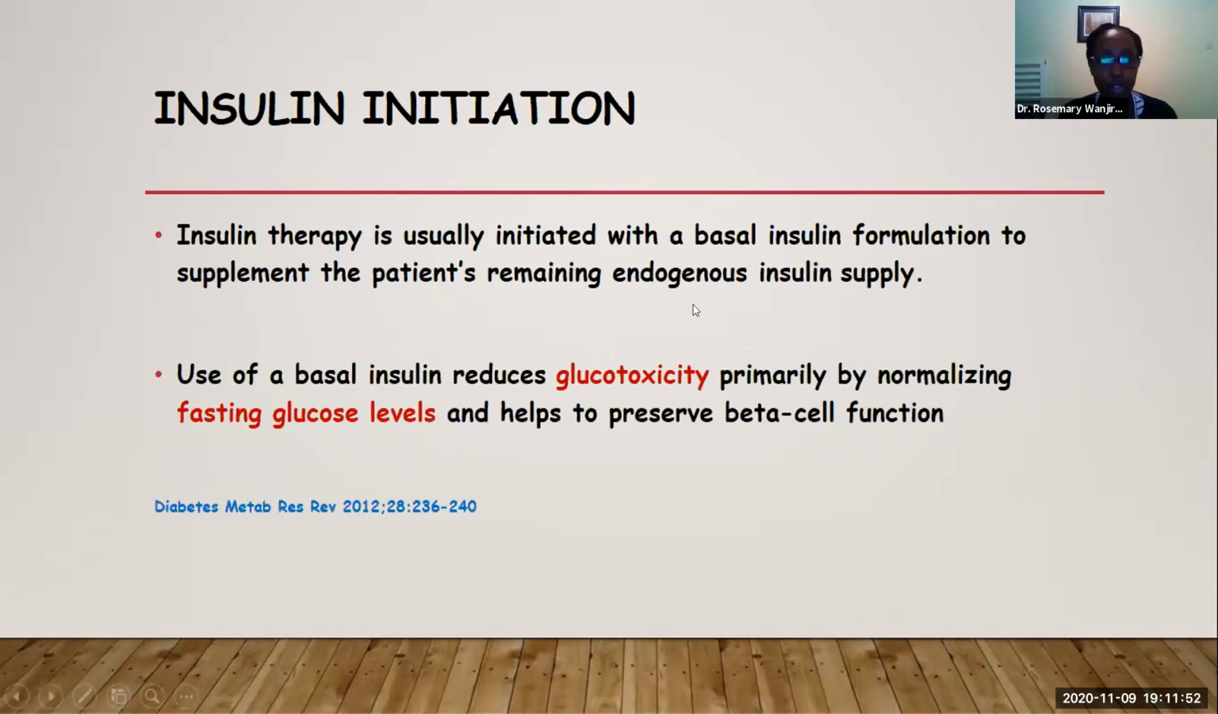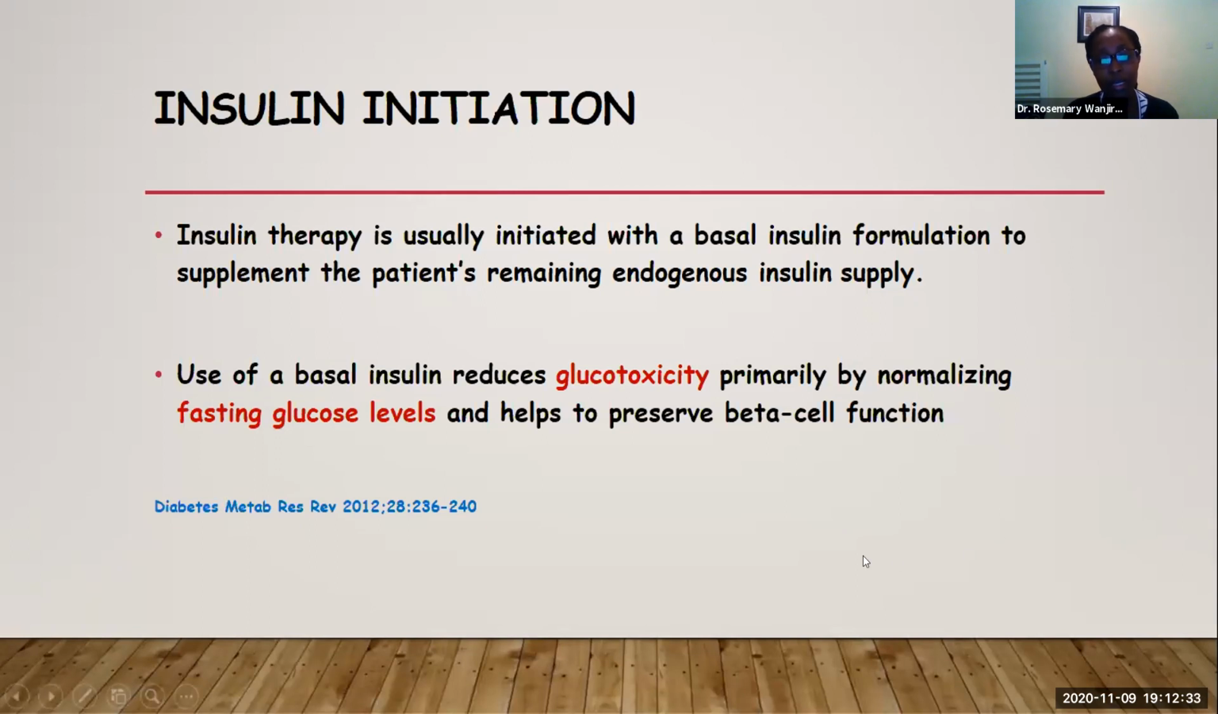So insulin therapy is usually initiated with a basal insulin so that you're able to supplement the patient's remaining endogenous insulin supply. With your basal insulin, you reduce glucotoxicity in the beta cells, and primarily you normalize your fasting blood glucose, and that helps to preserve your beta cell function. So when these patients present with very high blood sugars initially, and you give them insulin and reduce the glucotoxicity, then you're able to come back and maybe give them orals much later, before the beta cells are worn down and require insulin.